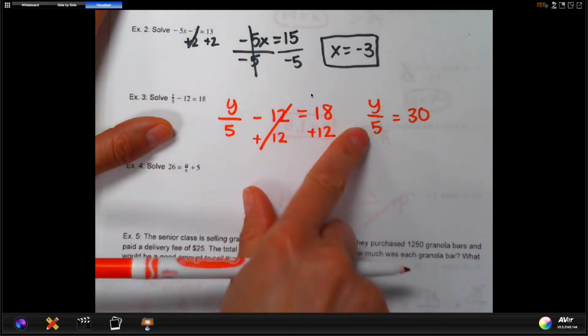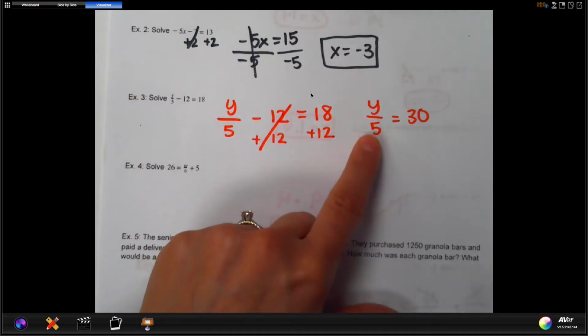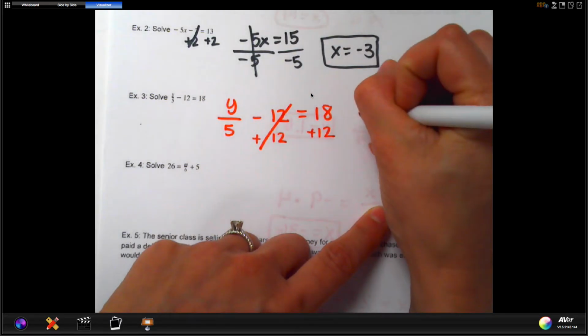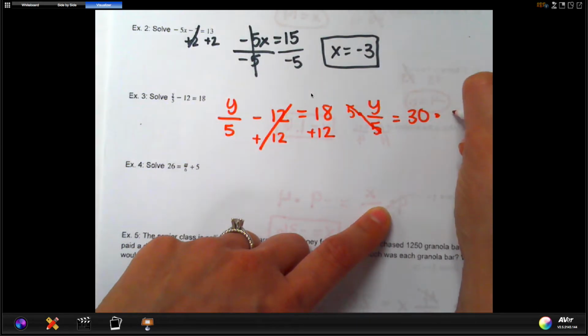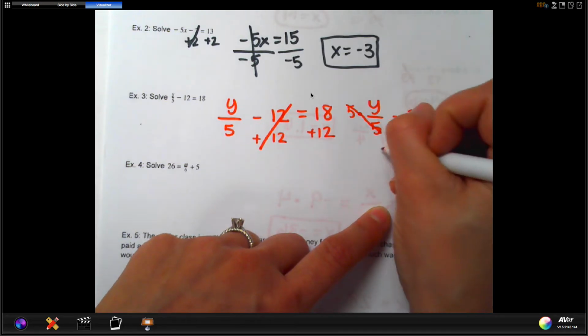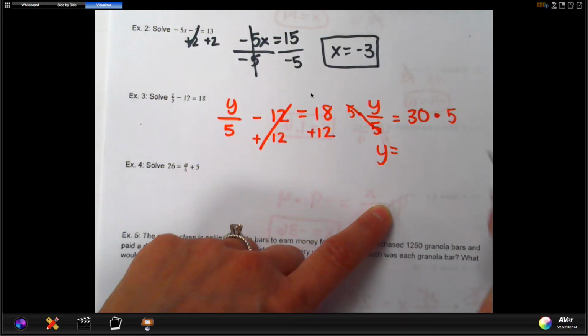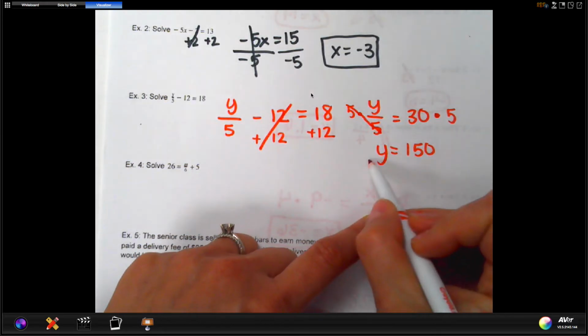Okay, let's remind ourselves, what does the fraction mean? y over 5 means division. So to rescue our 5, to get that guy out, we're going to multiply, because that's the opposite of dividing by 5. So that goes out, and we multiply by 5 over here. So your answer might be surprising. It's a large number. 30 times 5 is 150. And so that's our final answer here.